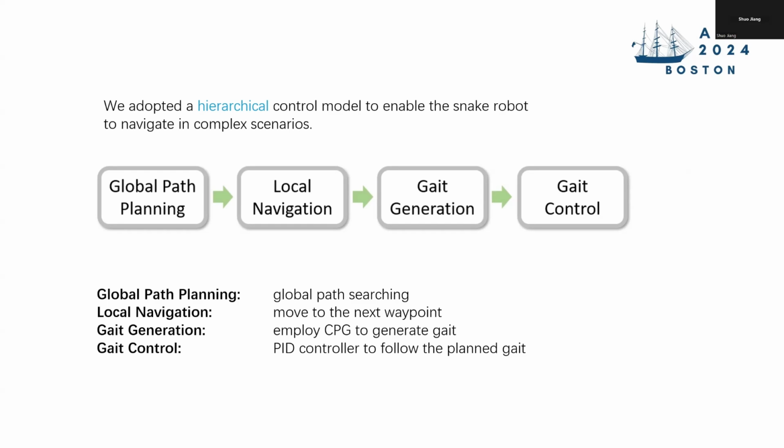The third level is gait generation. We want the robot to move to the next waypoint, and we adopt the CPG module to generate the corresponding gaits to achieve the approaching behavior. And at the bottom is a PID controller at the joint space level to follow the CPG output gait, as planned.